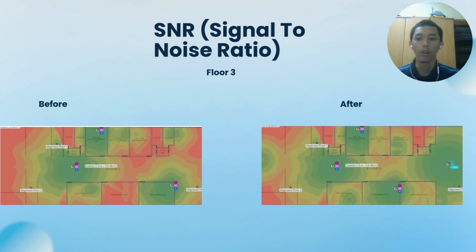Alright, now for floor 3. Before the optimization, the SNR values on floor 3 were low, particularly in areas with significant interference. The values fell below the 35 decibel threshold, causing slow connections and dropped packets. After the optimization, the SNR improved significantly due to proper access point placement, reduced overlap, and the use of dual band access points, which is 2.4 gigahertz and 5 gigahertz, resulting in more reliable communication across the floor.